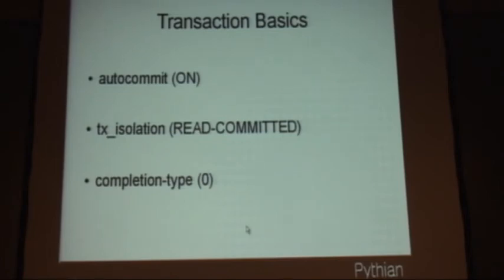Auto commit, by default, auto commit is on. What this means is that every statement when you hit return will commit. So if you've ever used Oracle or whatever, you actually have to specify commit when you want it to commit. MySQL has auto commit. Now, auto commit is turned off when you type begin or start transaction. That will turn the auto commit off just until you hit commit or rollback. But by default, auto commit is on.